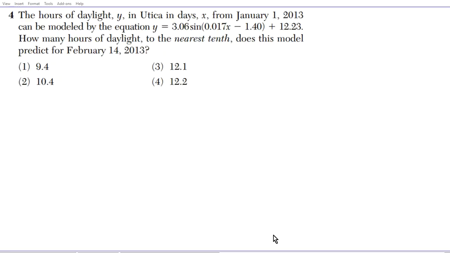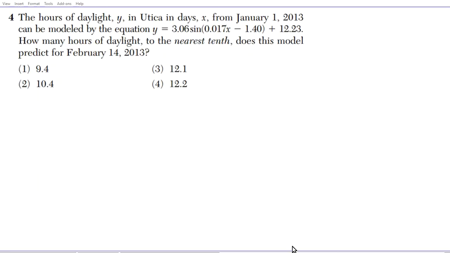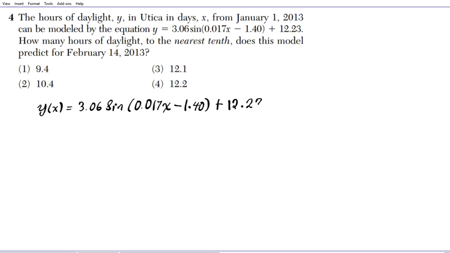Okay, so for this one, first thing we want to do is find the number of days from January 1st to February 14th, okay? So we have the function y of x equals 3.06 sine 0.017x minus 1.4 plus 12.23. So this is the deal. When we figure out the number of days from January 1st to February 14th of 2013, we're just going to plug that into the x.